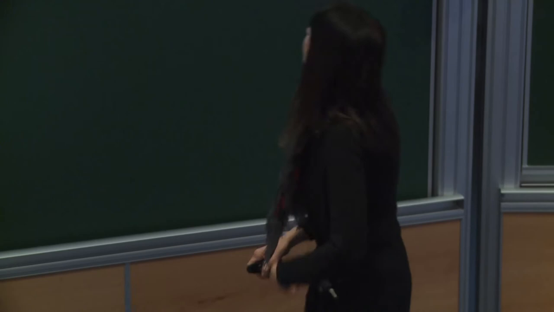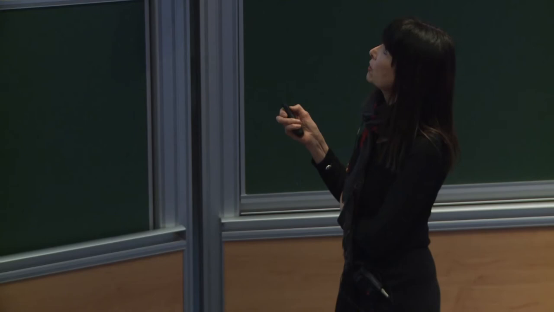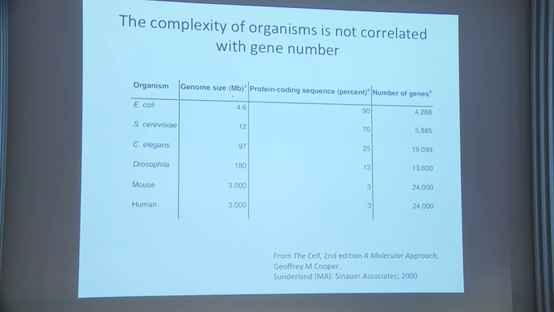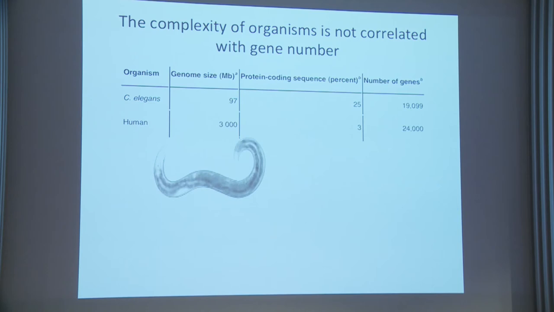Why? In fact, the complexity of organisms is not correlated with the gene numbers. If we take, for example, C. elegans, which has 20,000 genes, it's a little worm, which has very little complexity, and is a very small animal as well. And if we compare that to human, which is thought to have about 24,000 genes, you have very little difference in the number of genes. So the complexity of an organism is not linked to the number of genes.